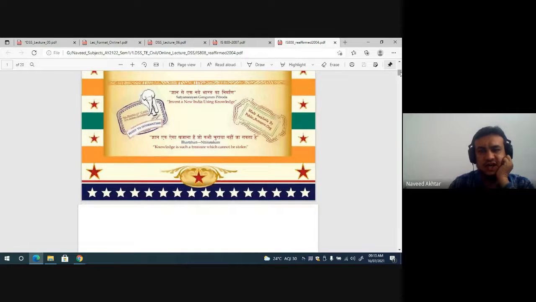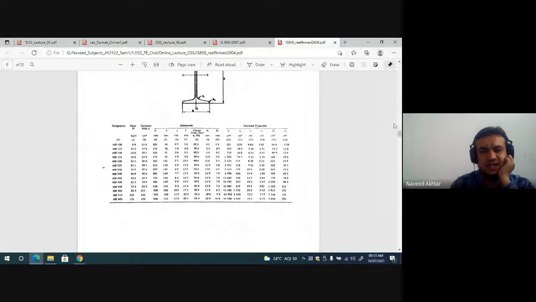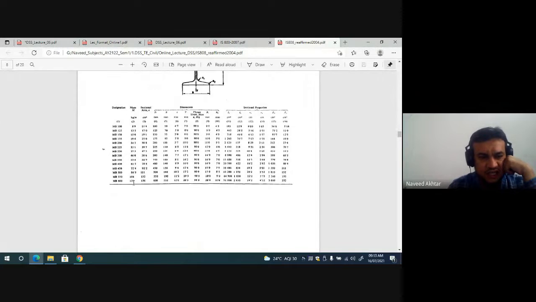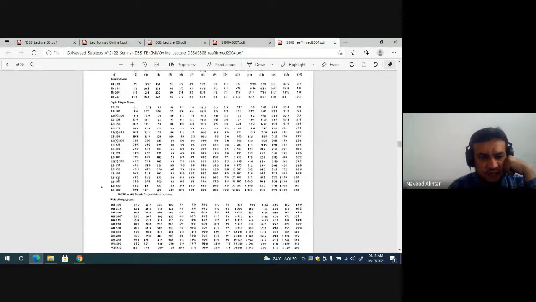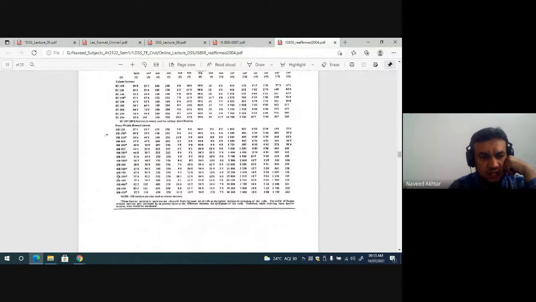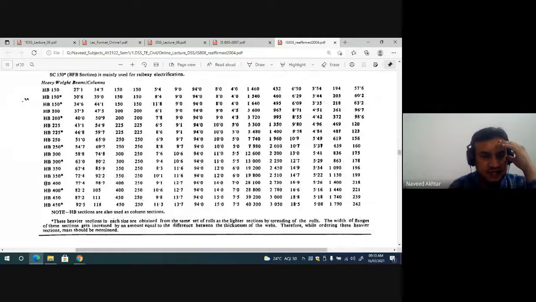So here ISHB is given, that is, the IS section. So we will come first to the IS section. This is the IS section. Then we search for ISHB 400, where these are the JB, LB, WB. Here we came to the ISHB. तो कौन सा ISHB बोला, ISHB 400 at 77.4, this one is it. So here you can see the depth of the section is 400, width of flange 250, thickness of web is 9.1, and thickness of flange is 12.7.